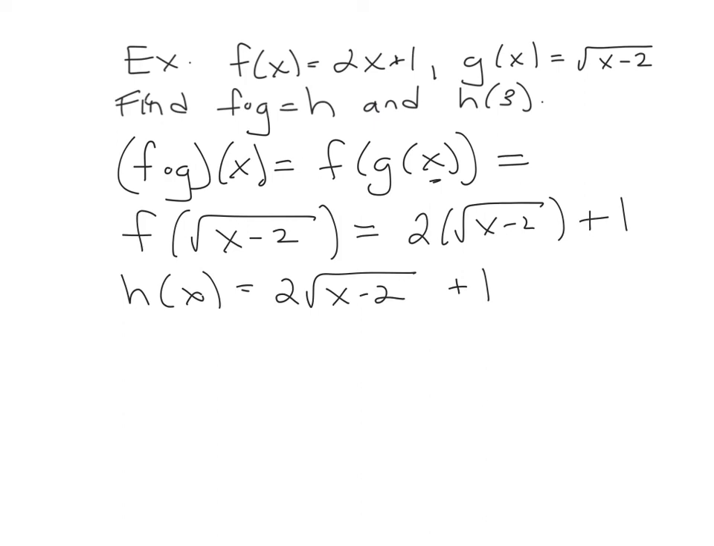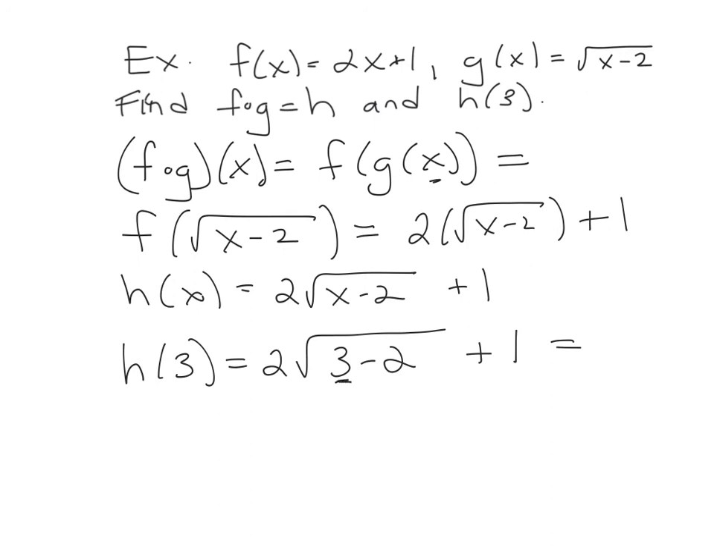Now to find the value at 3 for h is very simple. We have this new composition, this new function that's called h of x. I can plug in h of 3, and I'm going to get 2 square roots of 3 minus 2 plus 1. You notice I just plugged in 3 right in for the value of x. I'm going to have 2 square roots of 1 plus 1. Well, the square root of 1 is just 1, so I end up with 2 plus 1 equals 3.